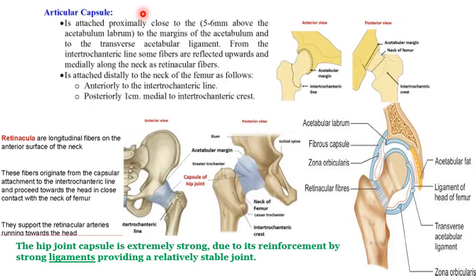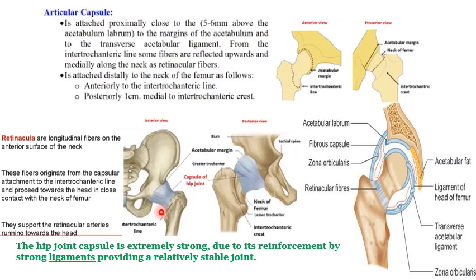So the articular capsule. The capsule of the joint envelops the whole joint, and the fibers of the capsule become spirally arranged and taut during extension, and they become unspiraled and relaxed during flexion.